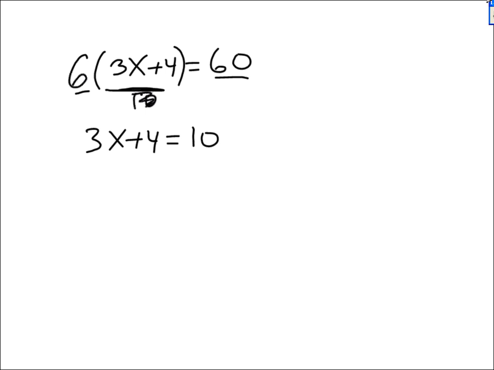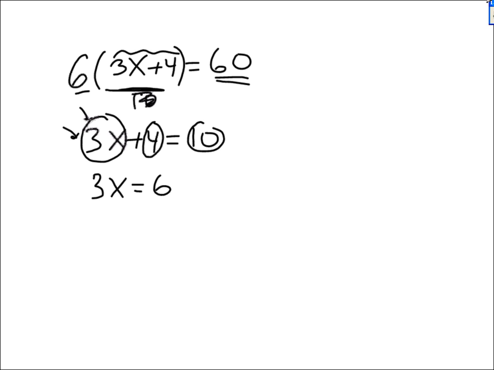Because 6 times what's in the brackets is 60. What's in the brackets is 10. This number plus 4 is 10. That number is 6. 6 plus 4 is 10. That is 3x, 6. 3 times this number is 6. This number is 2. X is 2. Okay, let's try one more, and that will actually finish the section.